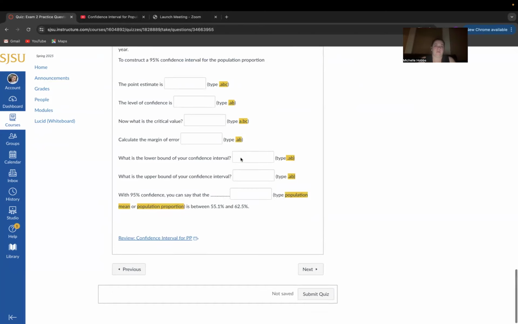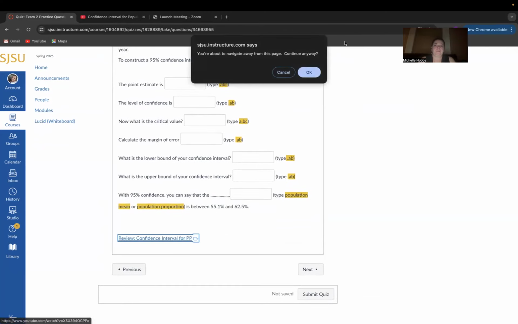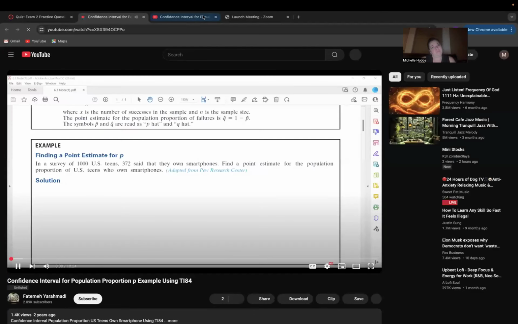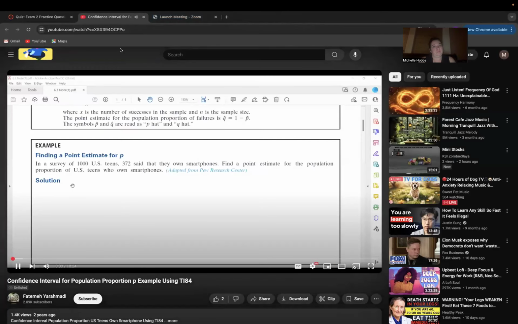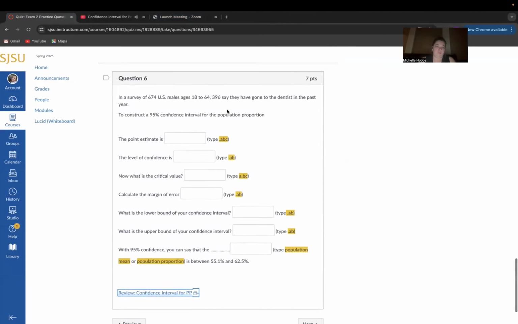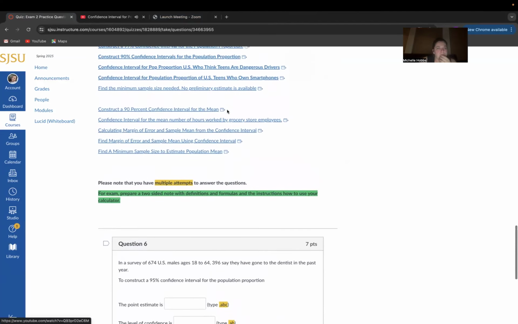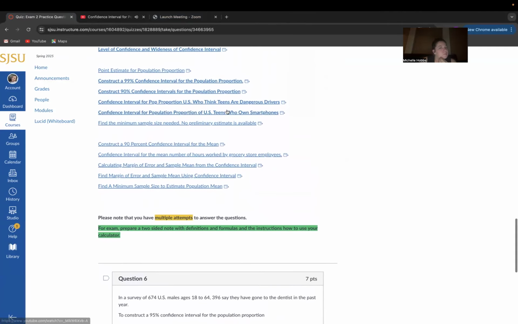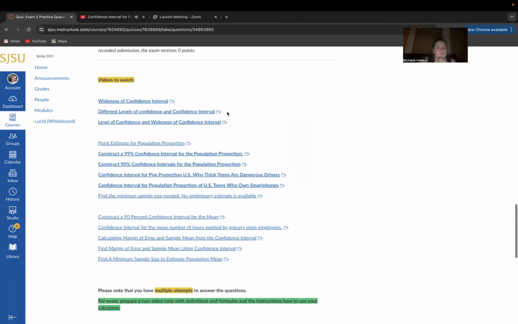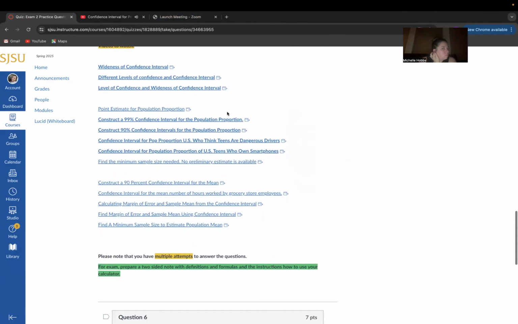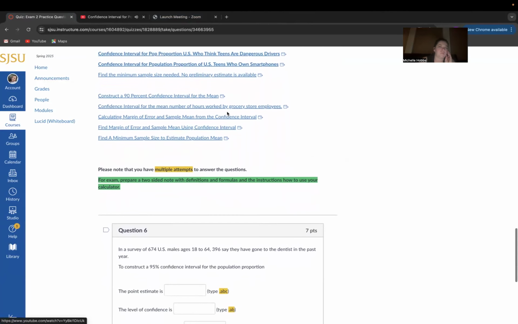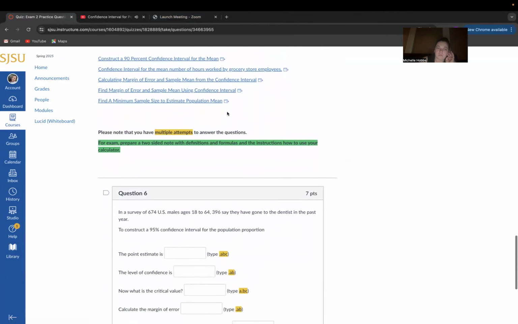All right. Let's see. In this example, suppose you're interested in knowing what's the percentage of US teenagers who own smartphones? What are you going to do? As a statistician, you're going to run a survey. You run a survey, and the number of people who participated in that survey, you have 1,000 of them, and 372 said yes, I own a smartphone.